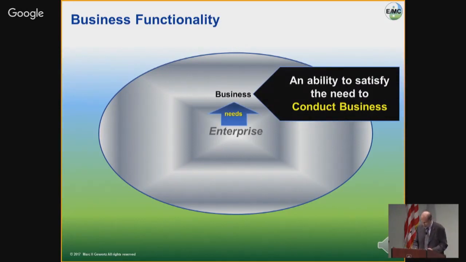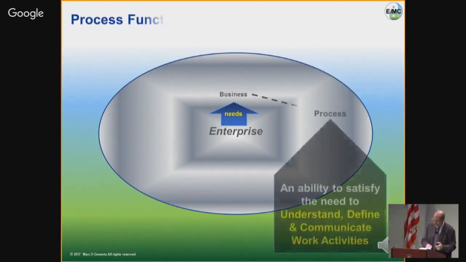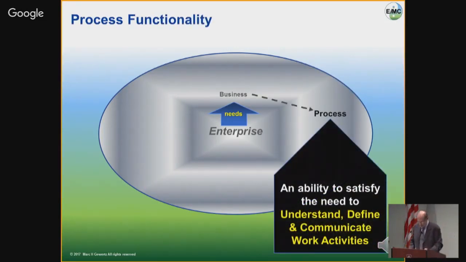This creates the need to realize a business functionality, to form the ability to have the motivations, people, and things within activities needed to perform and achieve the intended business of the enterprise. Increases in people and things within activities drives the need to realize a process functionality, to form the ability to understand, define, and communicate the conduct of business activities.